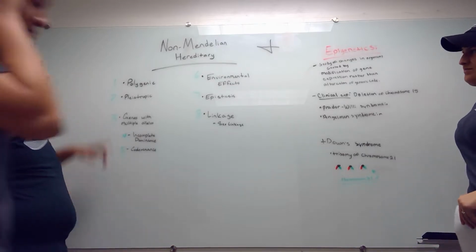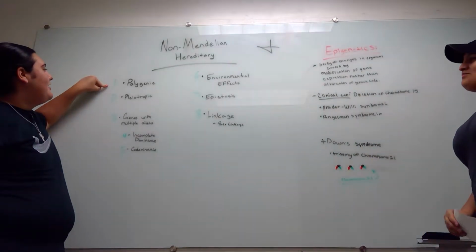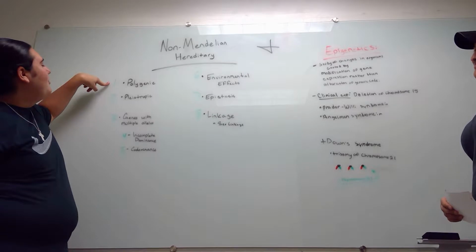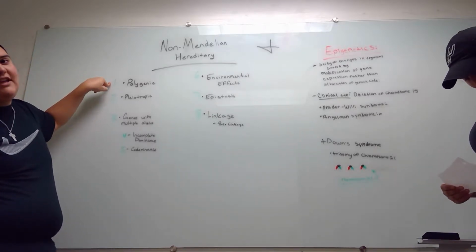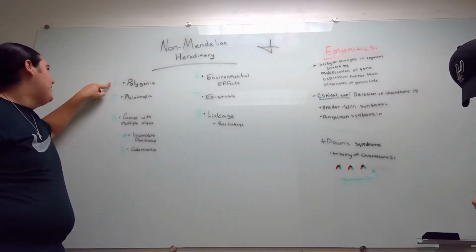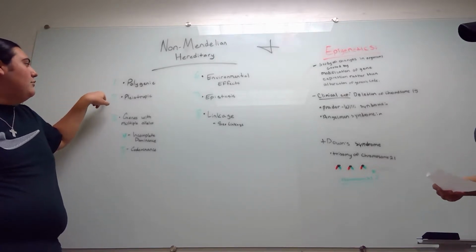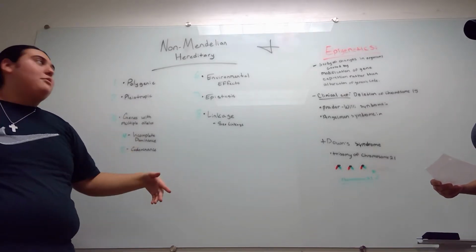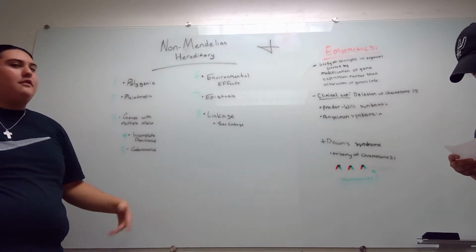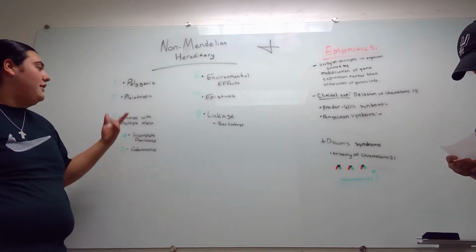We're going to be doing non-Mendelian heredity and epigenetics. First, we're going to start off with polygenic. That's when multiple alleles affect one trait, such as hair or skin color. And then pleiotropic is when one allele affects multiple traits. It could be like cystic fibrosis or yellow fur, like bees, which is a lethal trait.